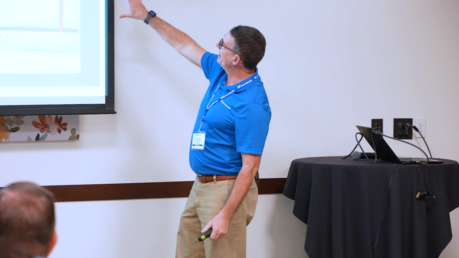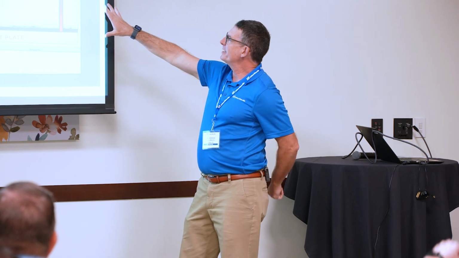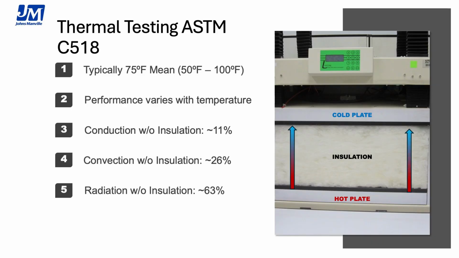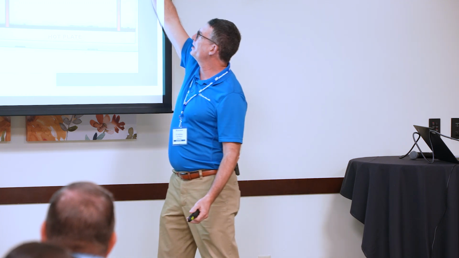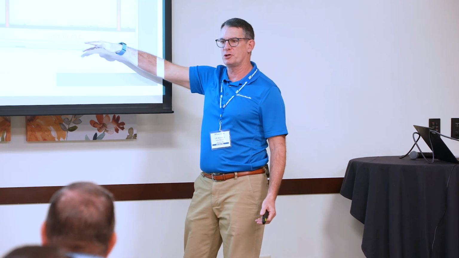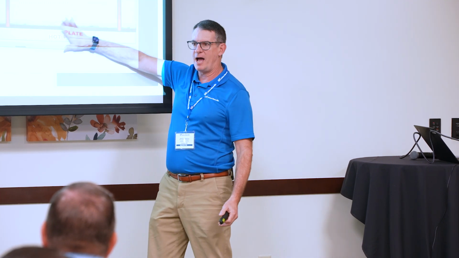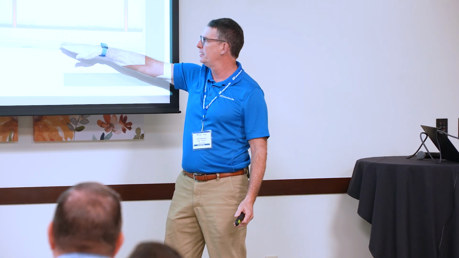Now, typically, when we run this test, you can see on that first bullet, we have what's called our 75 degrees mean temperature, our average temperature. So we have a cold plate that's at 50 and a hot plate that's at 100, so the middle temperature is 75. And we are basically just measuring how much heat flows through here. We keep these plates at their temperature and we figure out how much power it takes to keep the hot side hot. That's it.